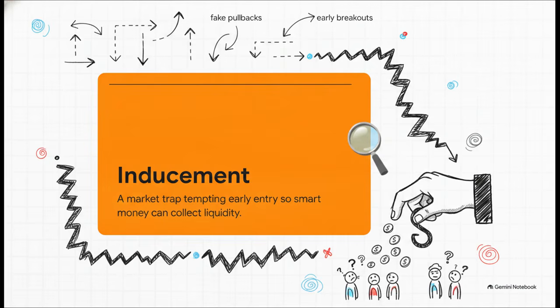This intentional failure is caused by a concept called inducement. Inducement is essentially a market trap explicitly designed to tempt everyday traders into entering early positions strictly so smart money can collect their liquidity. Smart money intentionally engineers fake pullbacks, early breakouts, and totally misleading fair value gaps. They are actively trying to induce you into the market in the wrong direction before the real move even starts.